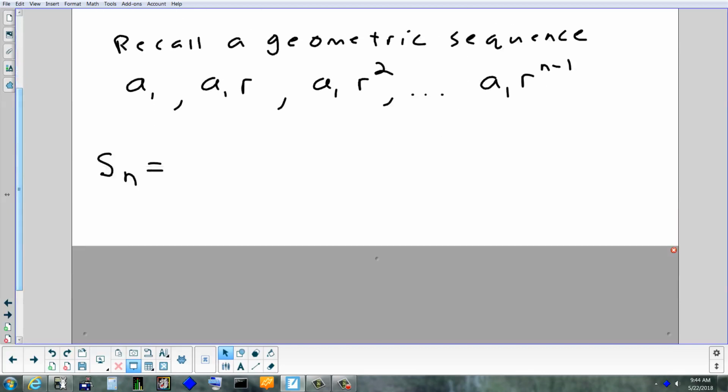Okay, so let's write down what S sub n would be. S sub n is when you take all the numbers in that sequence and add them up. So basically, just write that down with plus signs instead of commas. So it's a sub 1 plus a sub 1 r plus a sub 1 r squared. If you want to add another one, you can. A sub 1 r cubed. All the way up to the last one, a sub 1 r to the n minus 1.